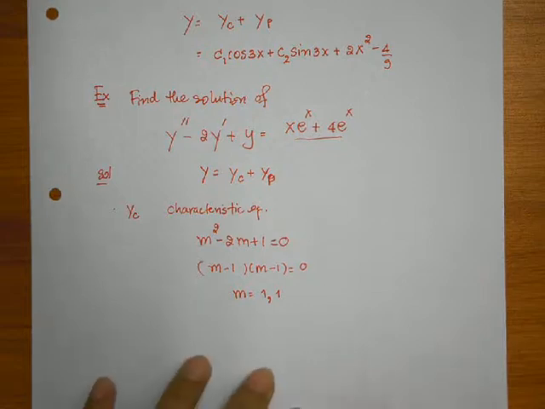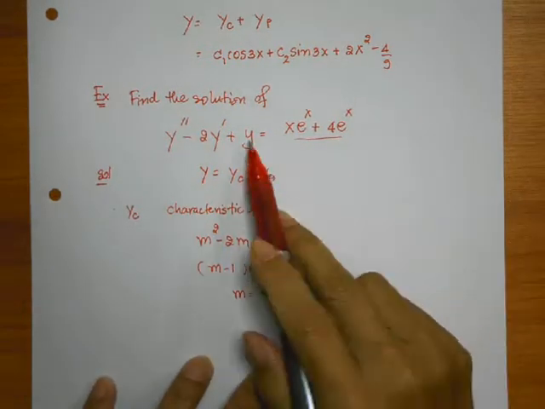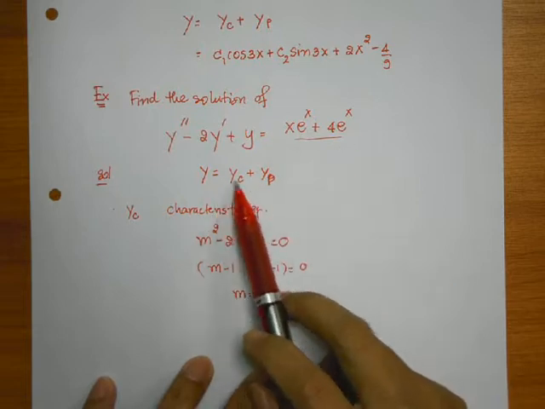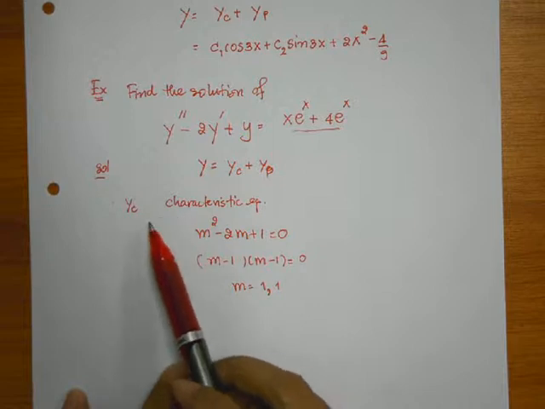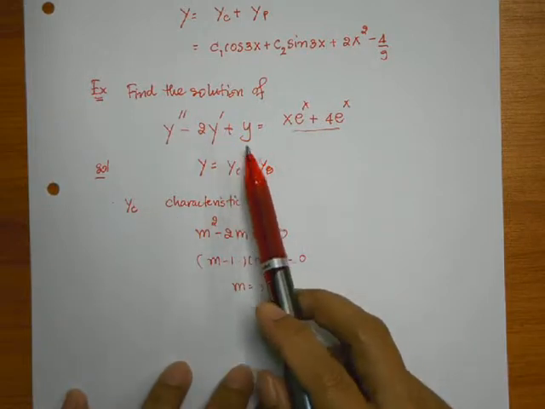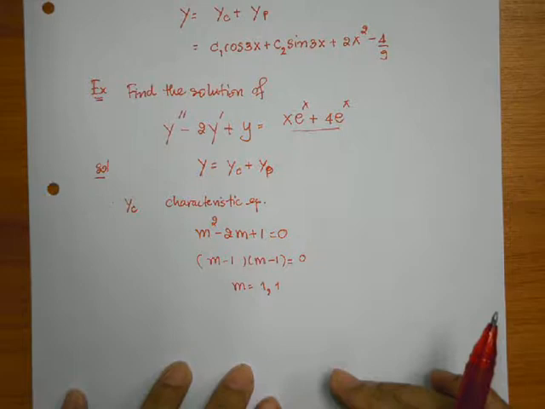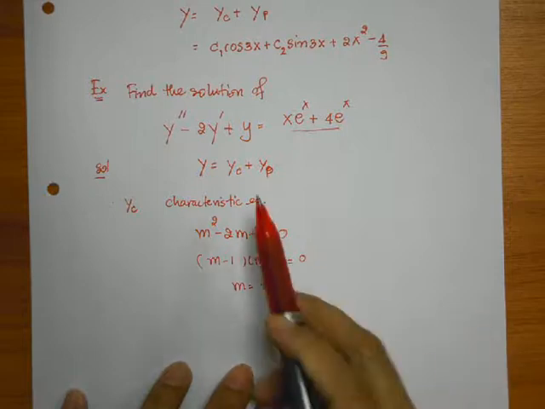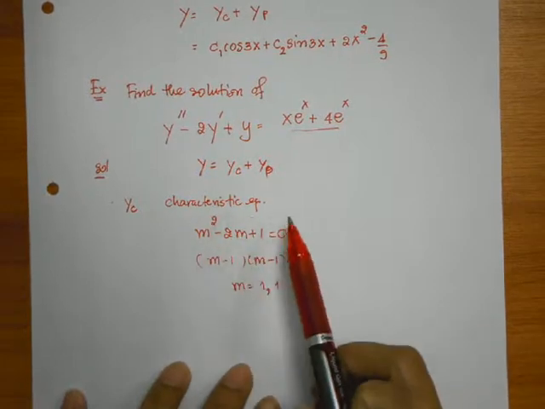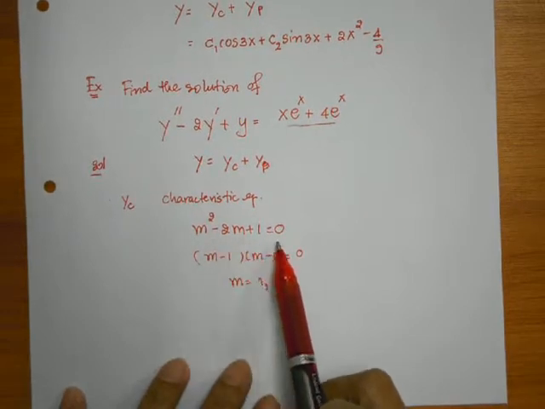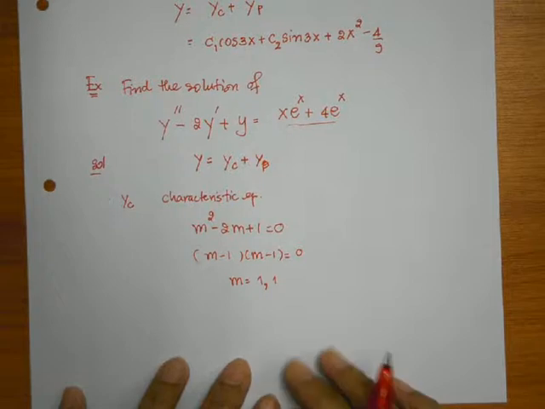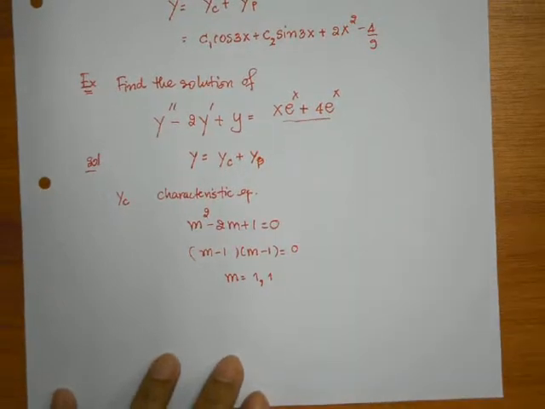Okay. So the answer of this differential equation is composed of two parts, which are yc and yp. We are going to find yc first by setting the equation to be a homogeneous differential equation, and then write down the characteristic equation, which is m squared minus 2m plus 1 equal to 0. With this equation, we should be able to find two roots of m, which are 1 and 1.